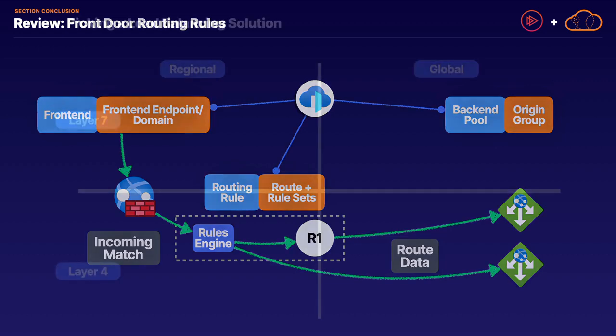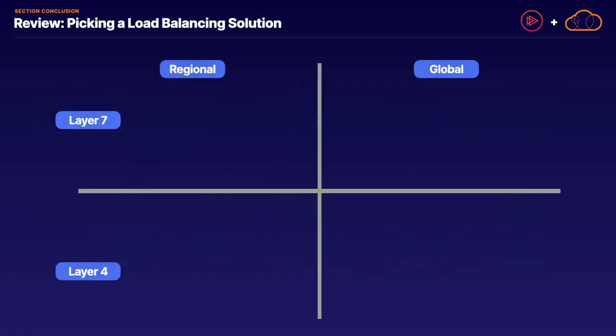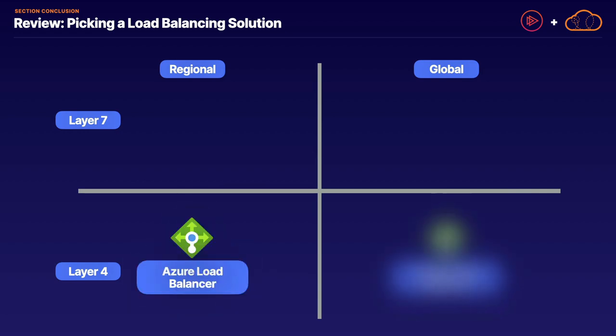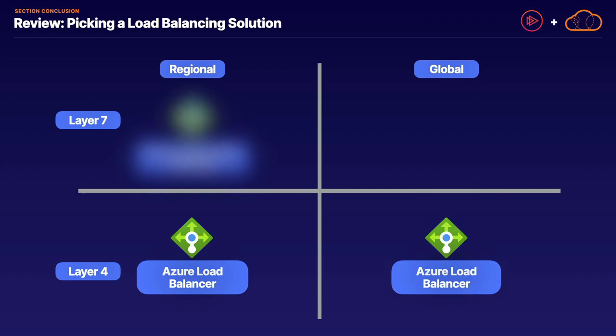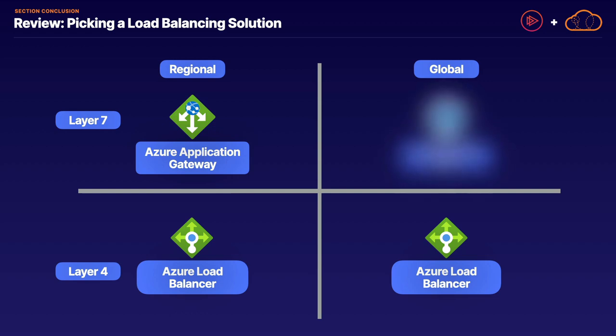Now, the logic behind picking this load balancing solution comes down to our Punnett square. Are we balancing traffic at layer 4, layer 7, regionally, or globally? If it's layer 4, as we've learned, Azure Load Balancer can do that for regional and global. If it's going to be layer 7 and we want regional, we can use Azure Application Gateway. And if it's going to be a layer 7 global solution, then that's going to be Azure Front Door for us. And we can use Azure Front Door in combination with services like Application Gateway to provide more robust load balancing solutions.